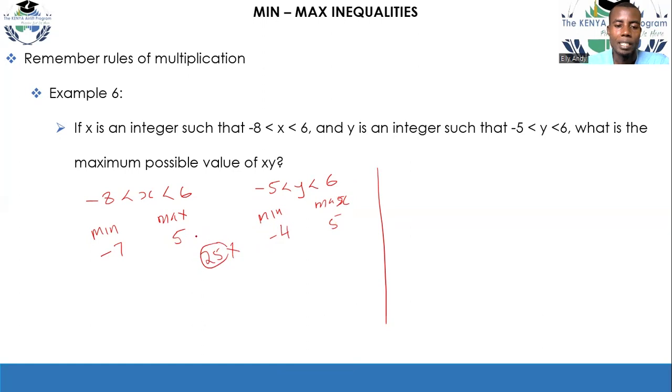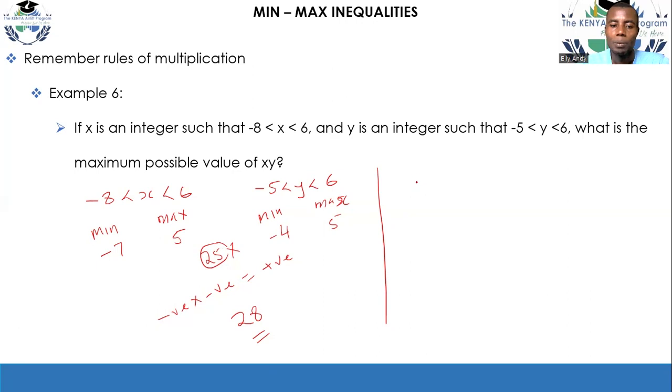wrong in this case, because you should not forget that a negative times a negative will give you a positive outcome. For example, in this case, we have -7, and if we multiply it with -4, we'll get positive 28, which is greater than 25. And it so happens that 28 is our answer for this case. Now, a good way to remember to look at all scenarios is to list the maximum and minimum value for x and y when you have such a question.